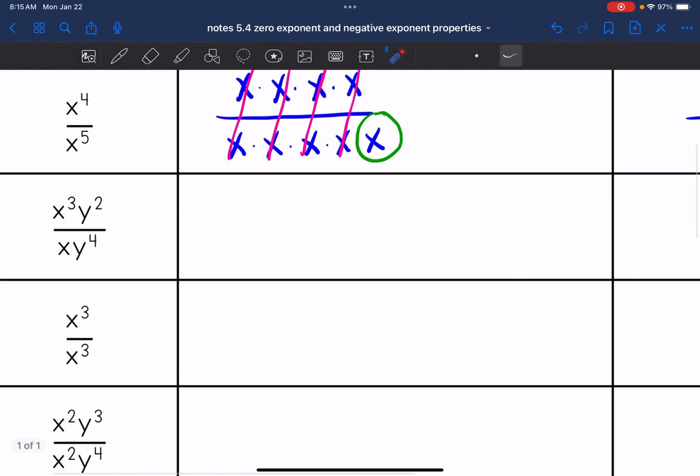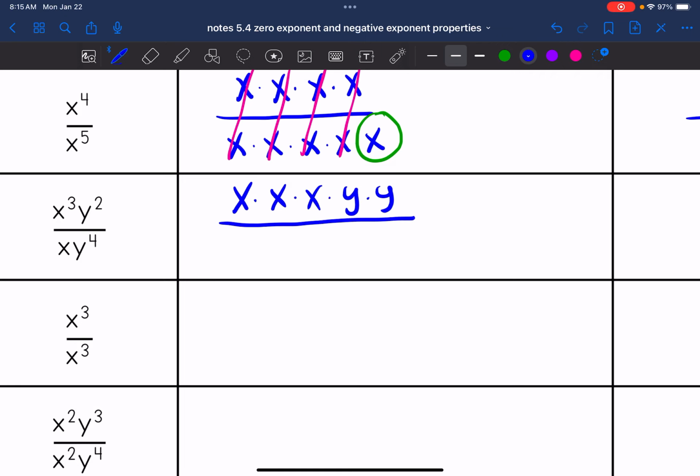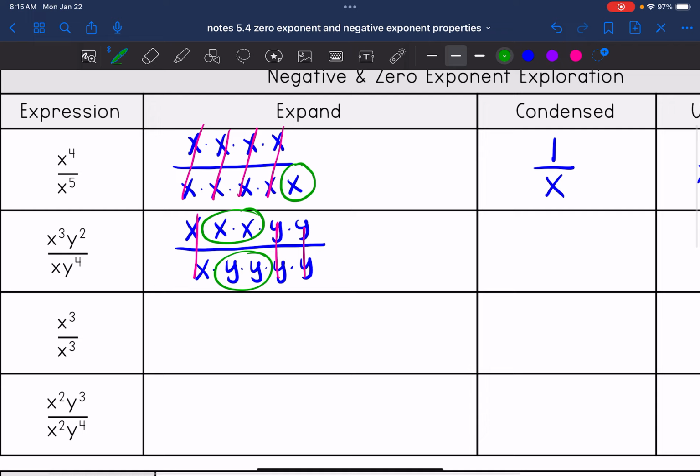Have x to the 3rd, y to the 2nd, over x and then y to the 4. We're going to do the same thing as before. We're going to cancel out any like terms. Okay, and it looks like I'm left with 2 x's on the top and 2 y's on the bottom. So our condensed form would be x squared over y squared.